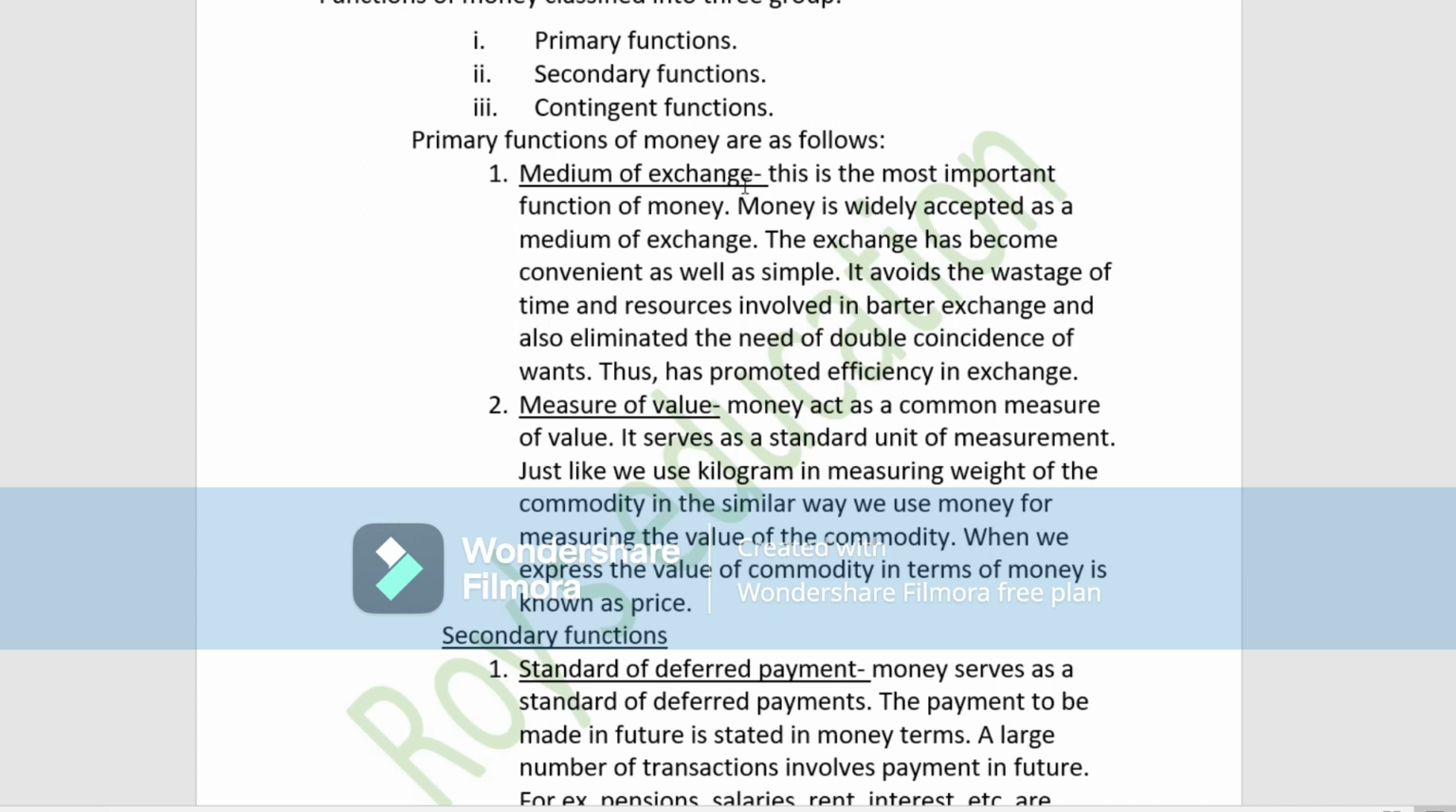So what is this medium of exchange? This is a very important function of money. Money is widely accepted as a medium of exchange. Exchange has become very simple and very convenient. It avoids the wastage of time and resources involved in the barter system. Why does it avoid the wastage of time? As we know, we need a double coincidence of wants.